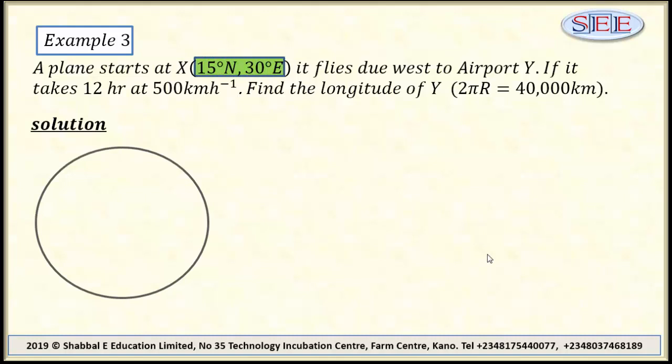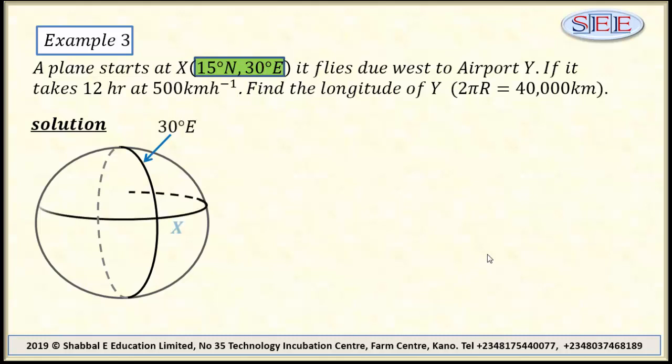So this is the earth, and we try to locate the point X or the airport X. And the airport X is latitude 15 degrees north and longitude 30 degrees east. So let me locate airport X first. Longitude 30 degrees east and latitude 15 degrees north, look at it. So that is the point X. You can see point X on the earth surface.